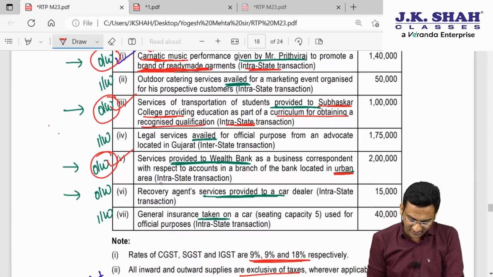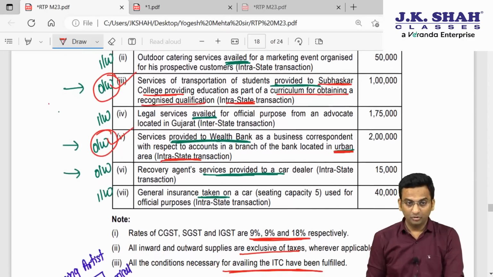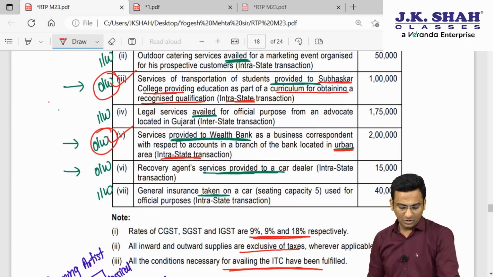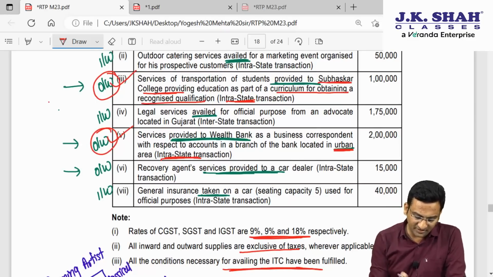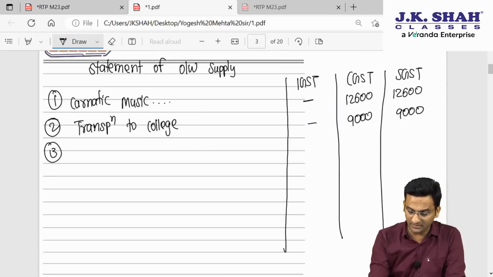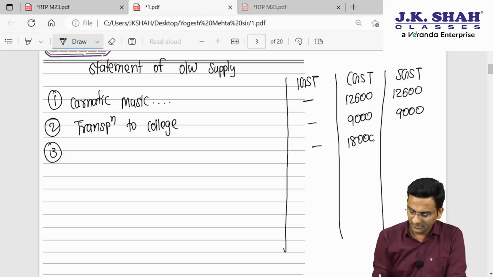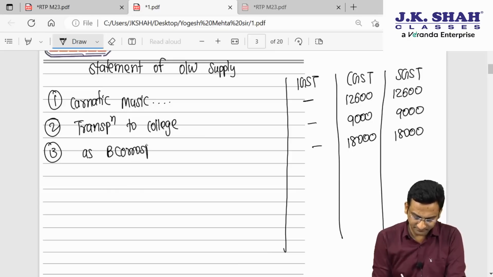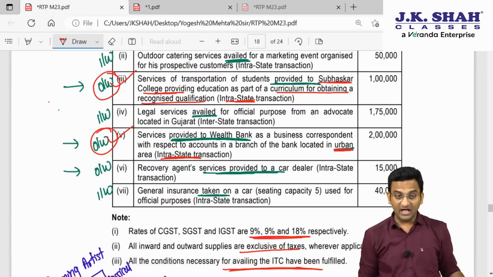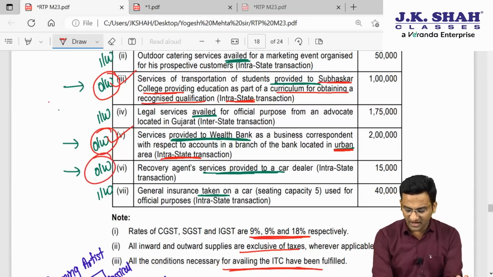And the transaction is an intrastate transaction, friends. So services provided to bank as a business correspondent in an urban area, 2 lakh into 9%, it will be taxable. FCM is applicable. 2 lakh into 9%, 18,000. Services provided to Wealth Bank as a business correspondent. Correct, friends? Next and the last outward supply, friends, recovery agent services.